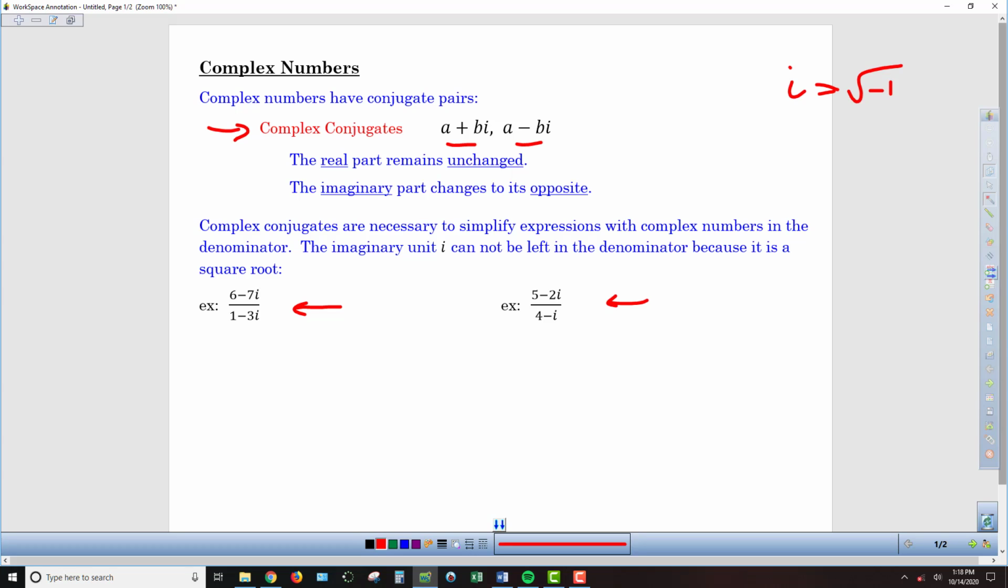A complex conjugate is just a pair of expressions where the real and imaginary parts are identical. So it's the same number that's real, and the same number that's in front of the i for the imaginary part. The only difference is one is positive, one is negative for the imaginary parts. And if we multiply a pair of complex conjugates, we will always end up with a real answer.